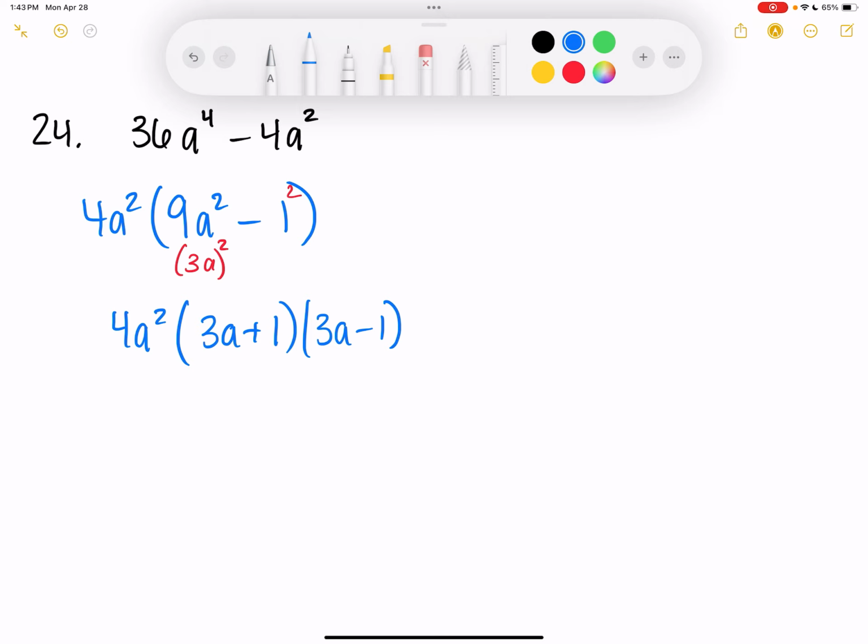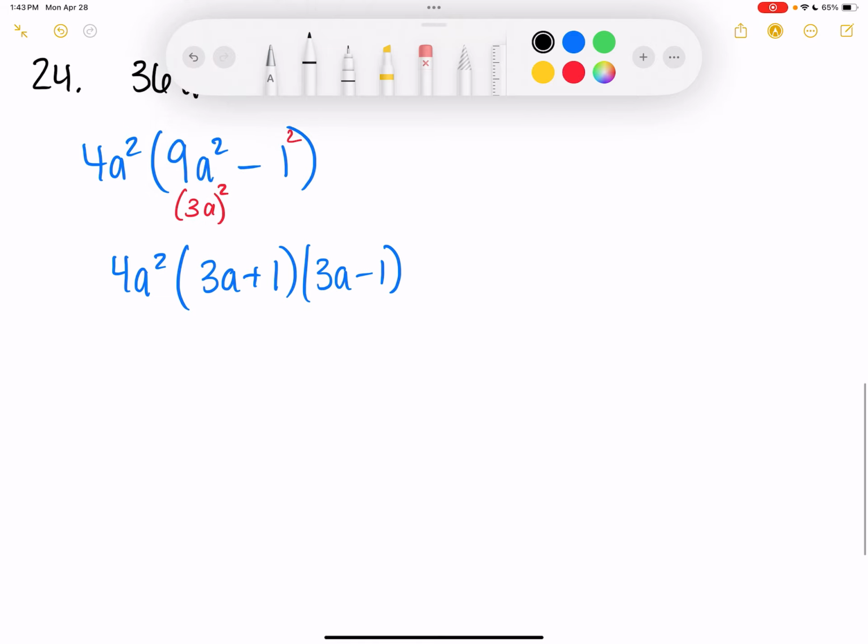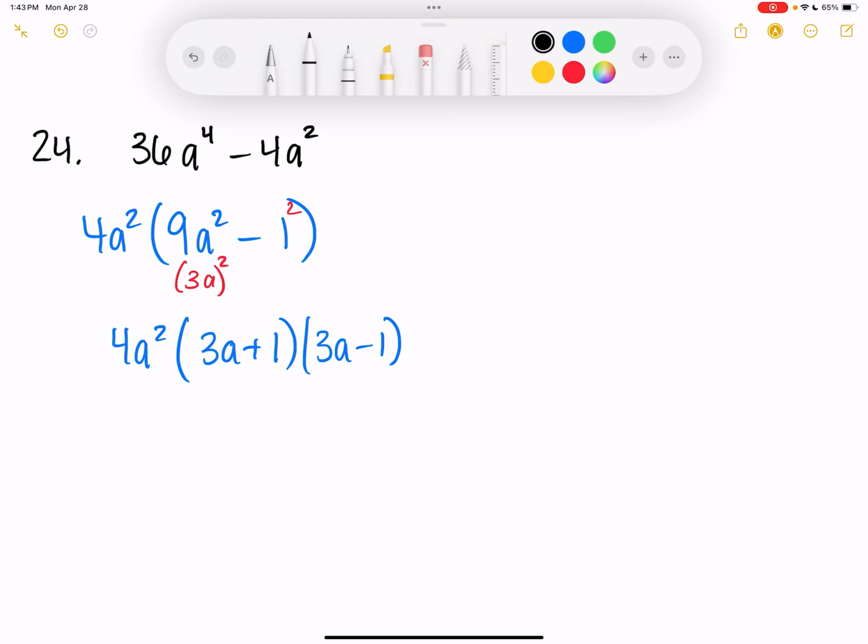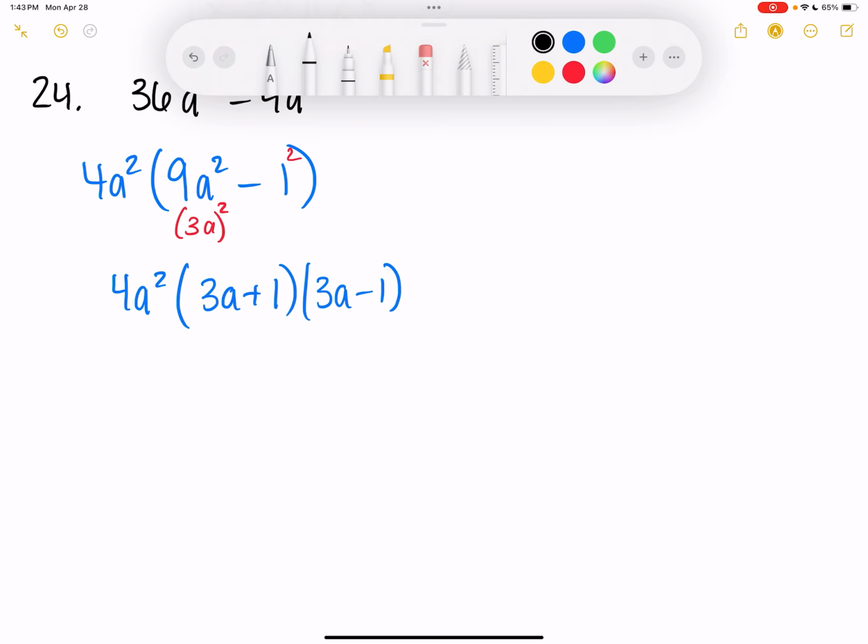Now, technically speaking, this was a difference of squares to begin with. I'm not even going to go there. That's going to confuse you. That was also a difference of squares to begin with before I ever took anything out. But anyways, moving forward.